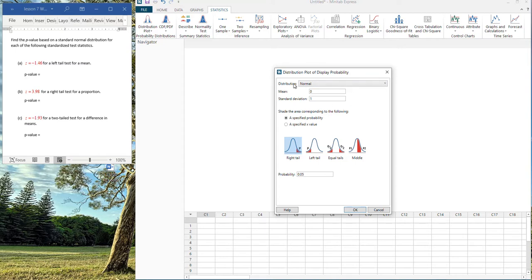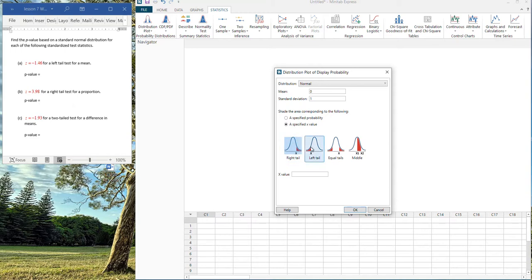But at any rate, you can select from a number of different distribution shapes here, but it defaults to the normal distribution, which is what we want, with a mean of 0 and a standard deviation of 1. So in essence, this is giving us our standard normal z curve probabilities. Okay, so we want the probability, but we want to input what Minitab calls an x value. We call a z value.